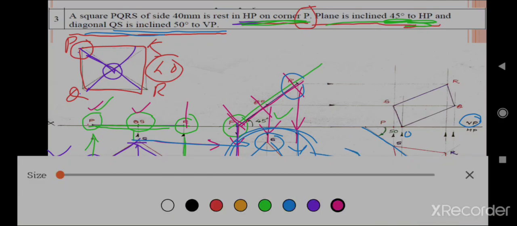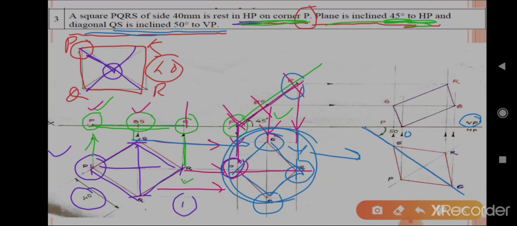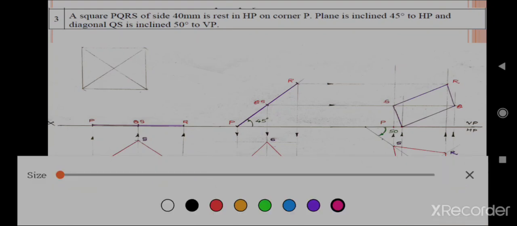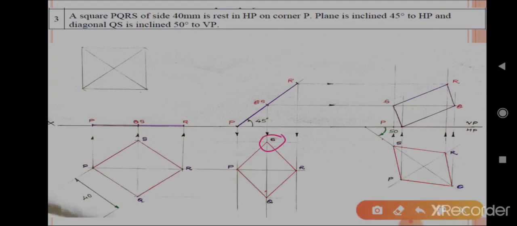So first the distance, that is Q and S, we can take the distance Q and S, mark the points Q and S here. In a similar way, this line is perpendicular to QS, so draw the perpendicular line. This is a 90 degree angle perpendicular line.